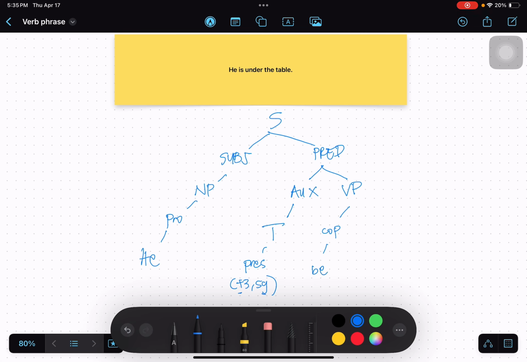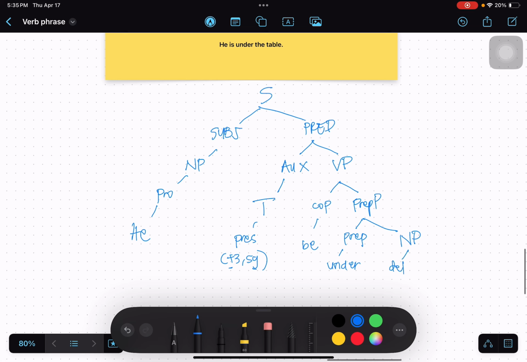Then we also have here the verb phrase, copula, be, and a prepositional phrase, prep, under, and then the noun phrase, art, the, and table. So yeah, that's how it works. This part just changes when a copula verb is beside it.